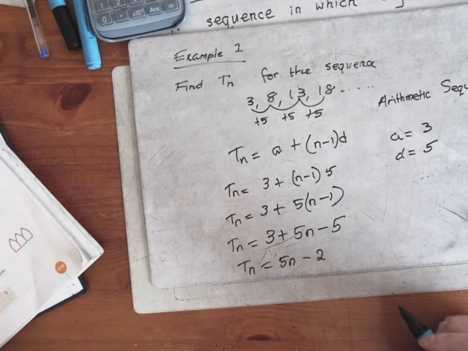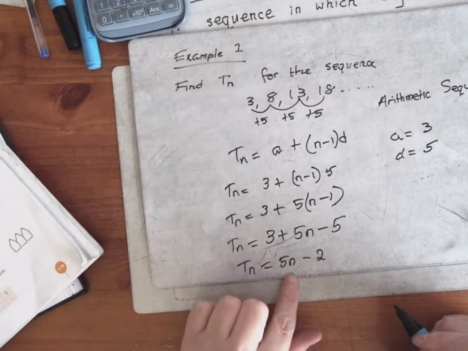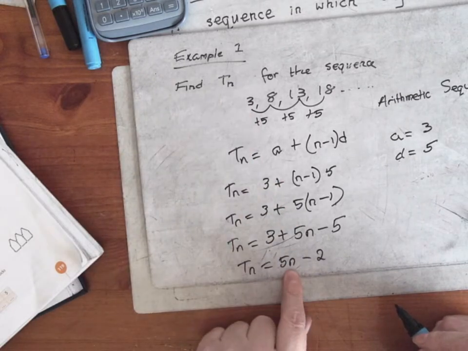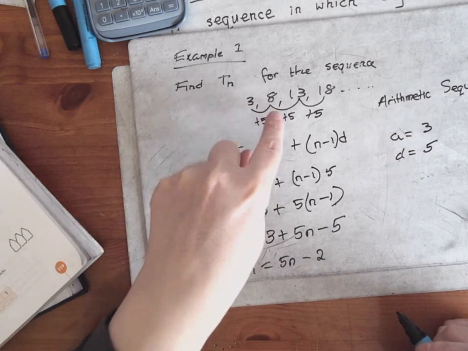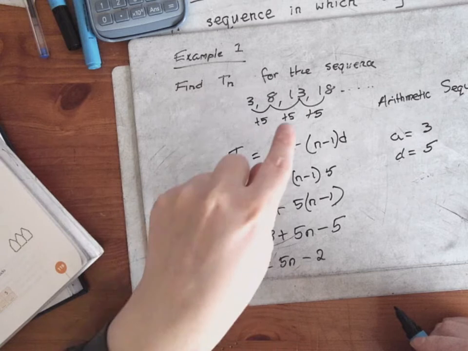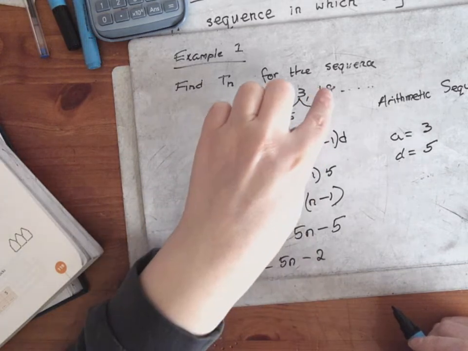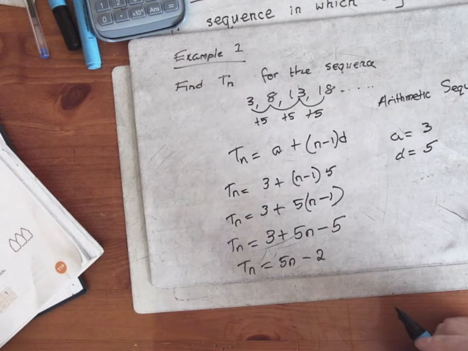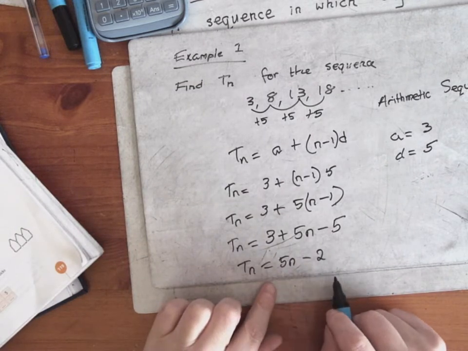And you can check your answer. As in, is T1, term number 1, equal to 3? So if I put in 1 for n, will I end up with 3? If I put in 2 for n, will I end up with 8? If I put in 3 for n, will I end up with 13? If I put in 4 for n, will I end up with 18? And yes, the answer to all those is yes. So you know you're right.